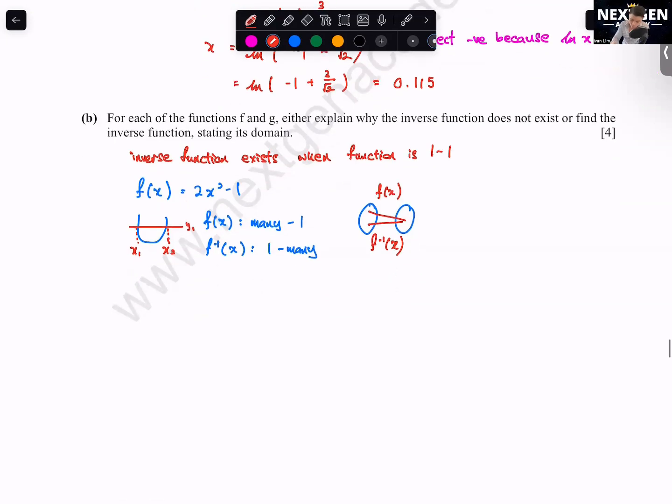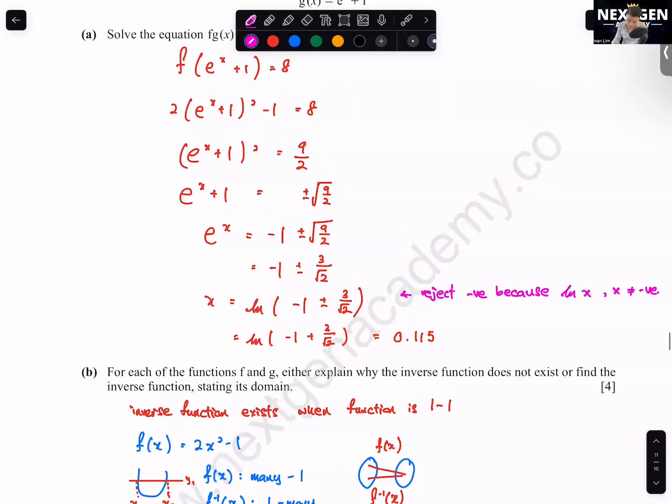So what we need to write for this one is that fx, or f, is not 1 to 1. The only one that the inverse exists for is the 1 to 1 relationship. Hence f inverse does not exist. We have to know this one. Everyone clear? The fx is a function, but the inverse is not a function. Okay, what about the second one?